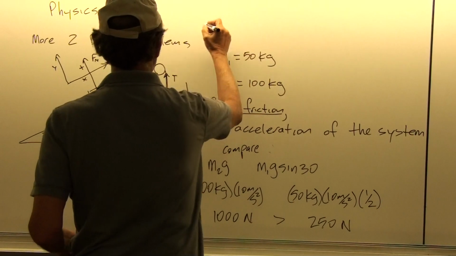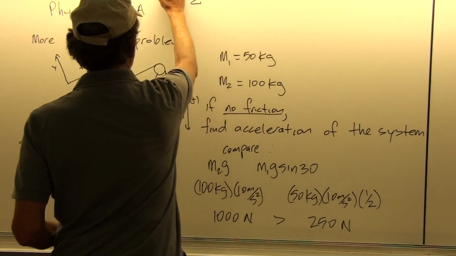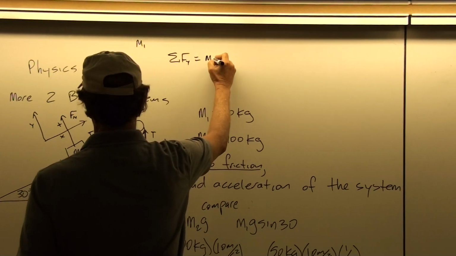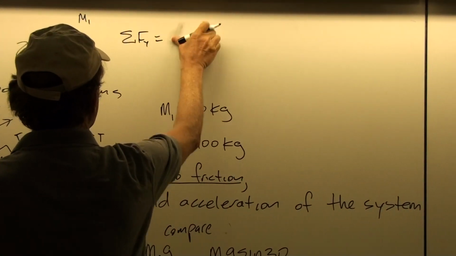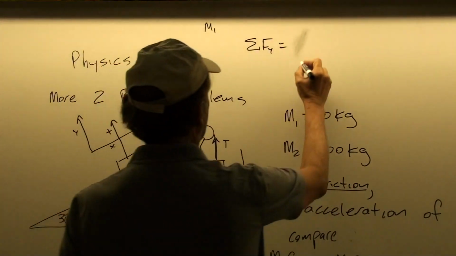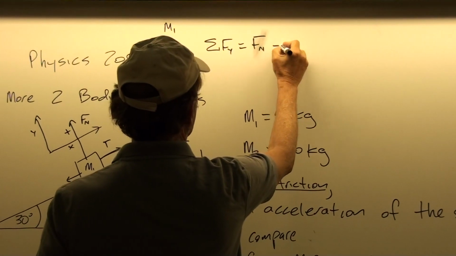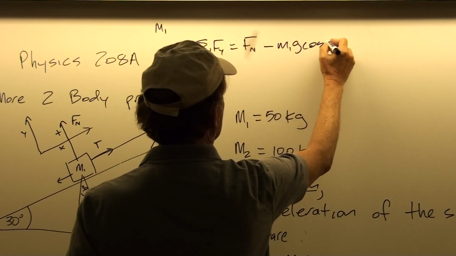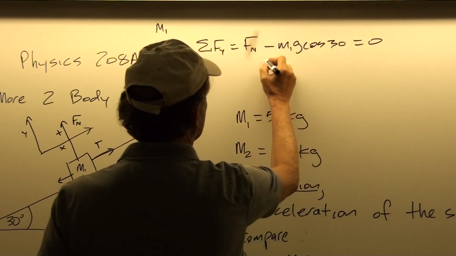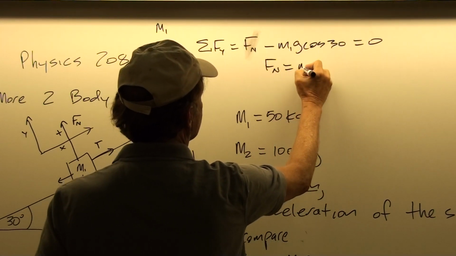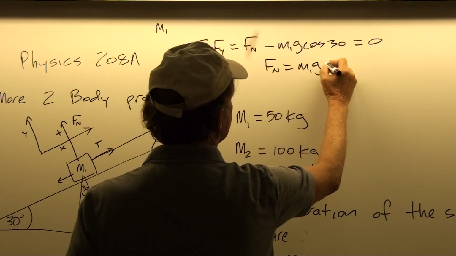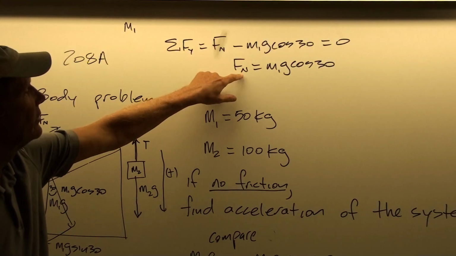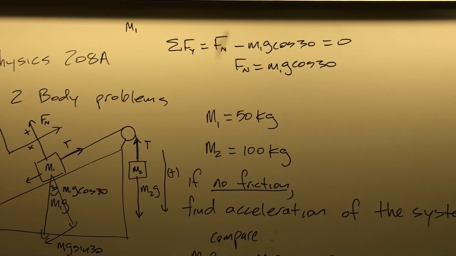So what I'm going to do then is say, well, okay, the sum of the y forces on M1 is going to be F normal, because this is the positive direction for y, minus M1g cosine 30 is equal to 0. So that gives me the normal force, and we've seen this before, it's M1g cosine 30. Okay, so we'll just save that for later because we'll need that when I add friction to this problem later.